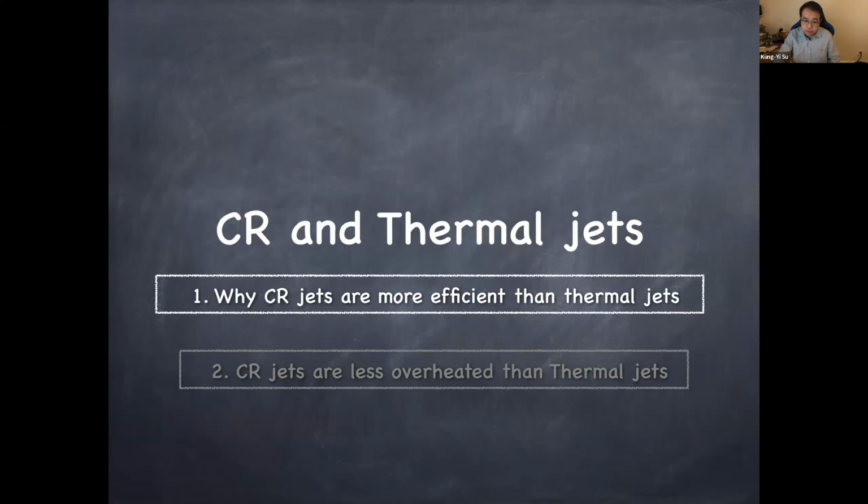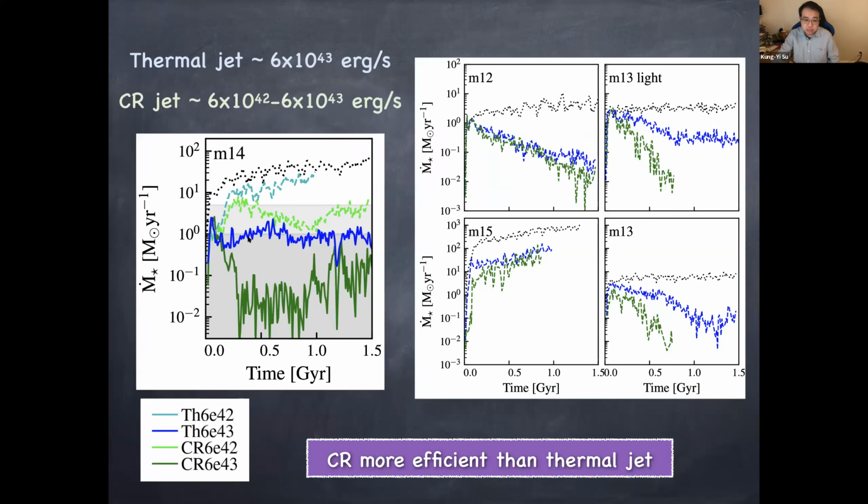So then we go to the cosmic ray and thermal jets. Immediately we found that a cosmic ray jet with the same energy flux is always much more efficient than a thermal jet. Again, this is the star formation rate for the 10^14 isolated galaxy simulations. The green and the blue and the cyan lines are the thermal jets, and the green and the lime lines are the cosmic ray jets. The upper two are the lower energy flux case, and the lower two are the higher energy flux case.